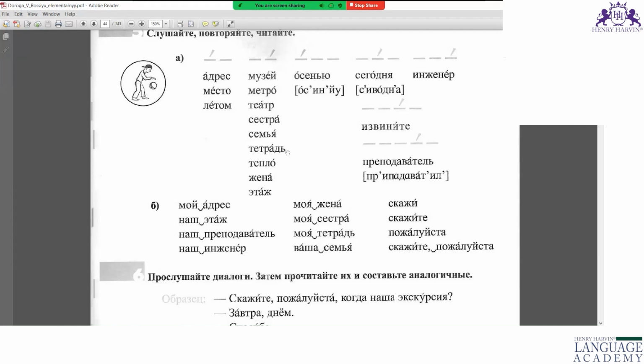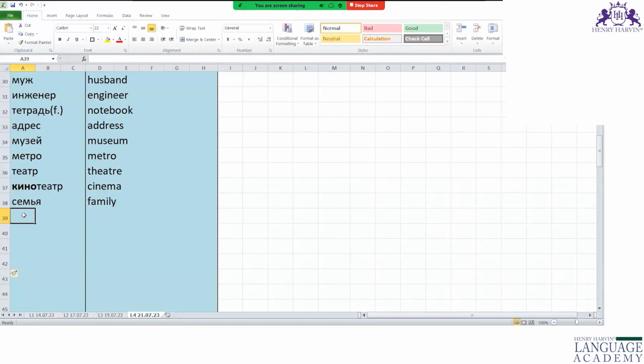Тетрадь, notebook, тепло, warm, жена, wife, этаж is a floor, like level, like I live on the 13th floor. Осенью, in the autumn, we had it, когда день рождения, осенью. The word сегодня, инженер, we had. Now, сегодня is also the answer to the question когда. Сегодня is today.